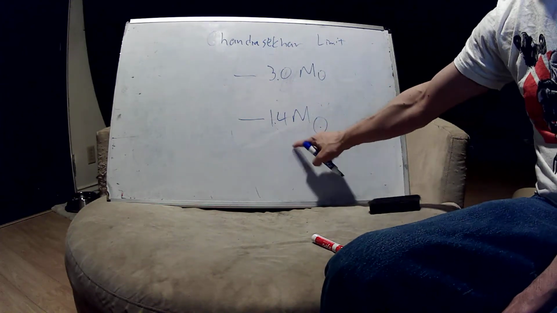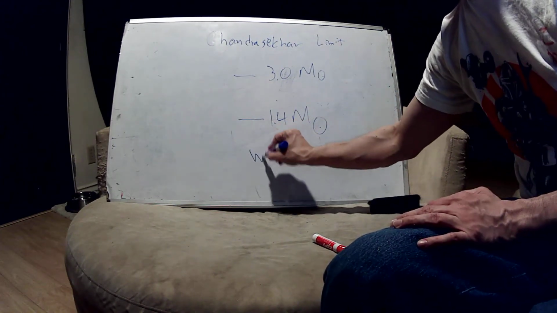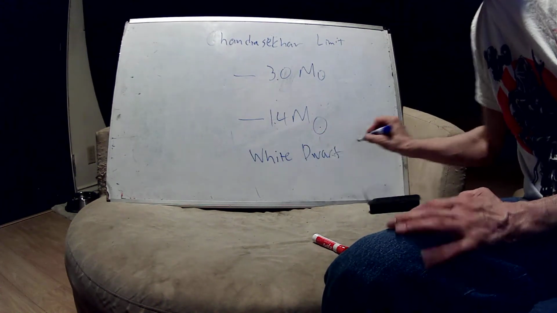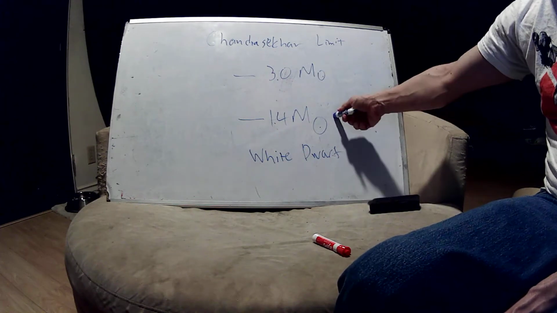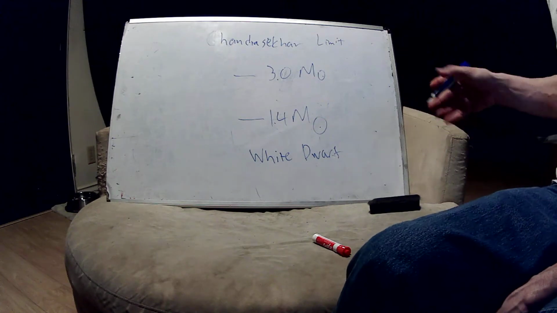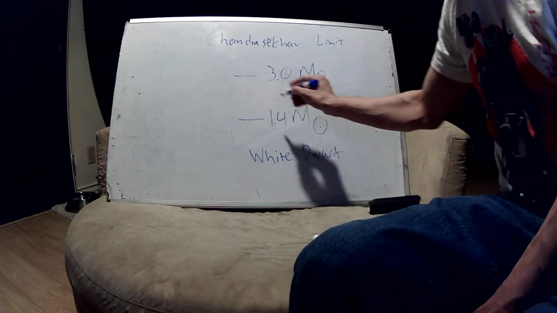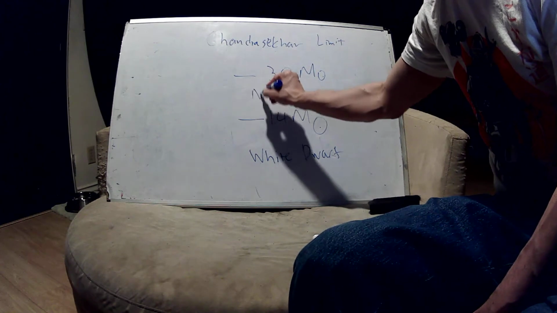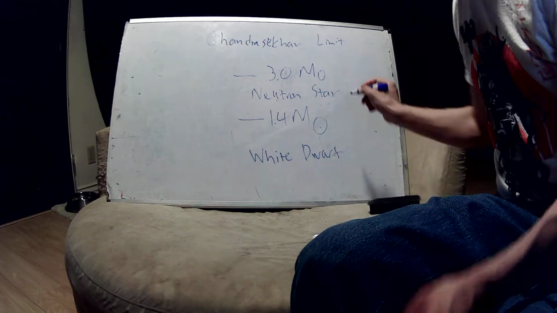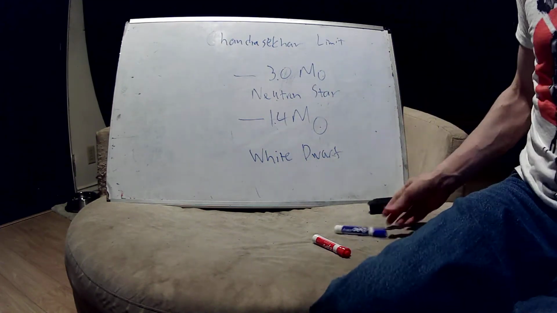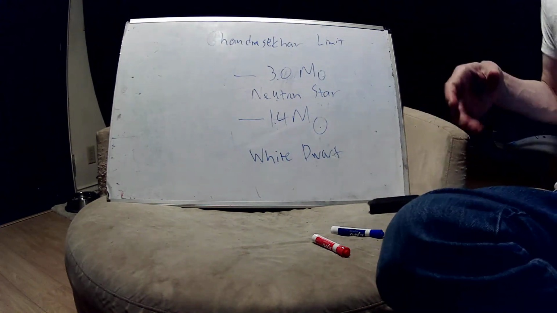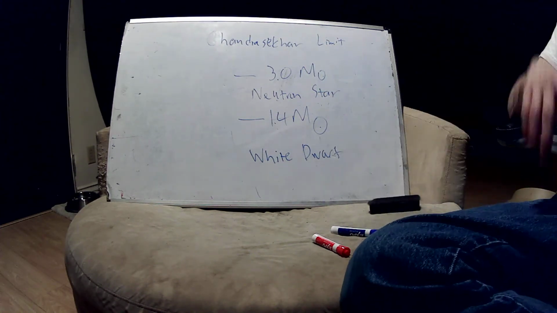Below 1.4 solar masses, I think we know what we have, right? We have a white dwarf. If a white dwarf goes up to 1.4 solar masses, it blows up and becomes a Type 1a supernova, right? Now, in between 1.4 and 3.0 solar masses, we have a funny thing called a neutron star. Neutron stars are neutron degenerate, not just electron degenerate like the carbon in a white dwarf.